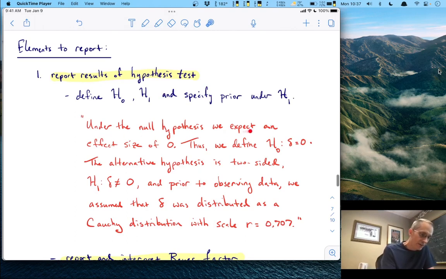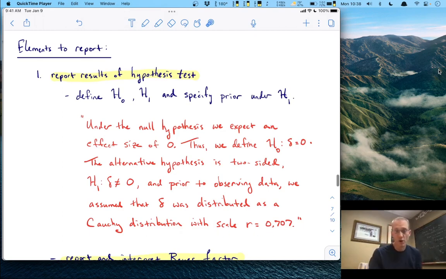Under the null hypothesis, we expect an effect size of 0. Thus, we define H0 to be delta equals 0. The alternative hypothesis is two-sided, so with H1 being delta not equal to 0, and prior to observing data, we assume that delta was distributed as a Cauchy distribution with scale R equals 0.707.